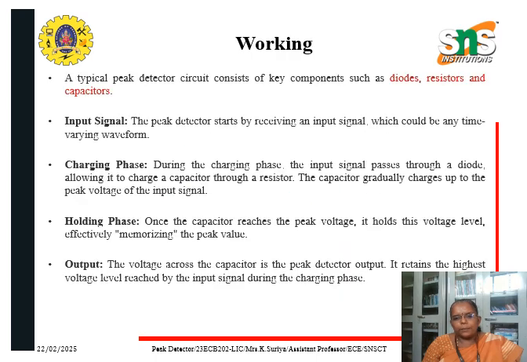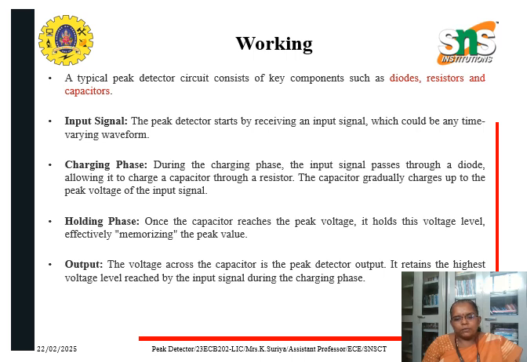So a typical peak detector circuit consists of the key components like diodes, resistors, and capacitors. So the working is divided into four parts. First one is the input signal. So the peak detector starts by receiving an input signal, which could be any time varying waveform. Next one is the charging phase, where the input signal passes through the diode, so allowing it to charge the capacitor through the resistor. The capacitor gradually charges up to the peak voltage of the input signal.